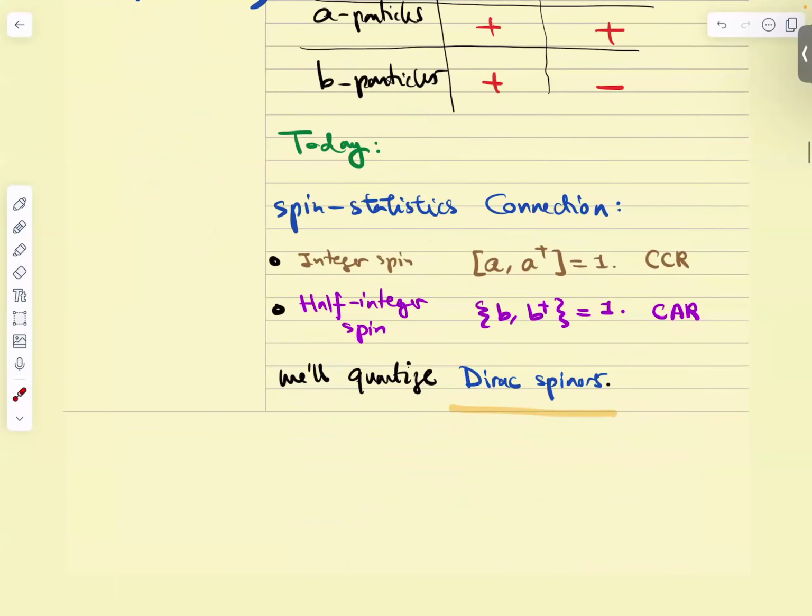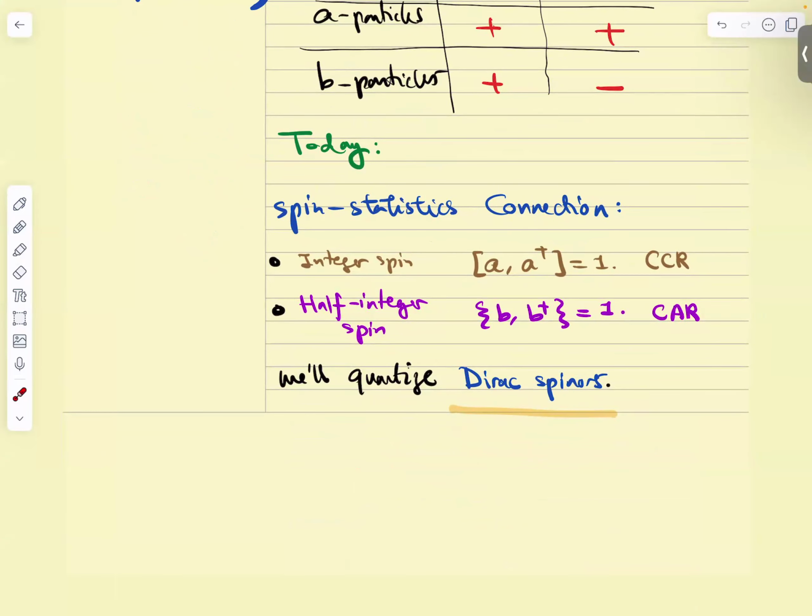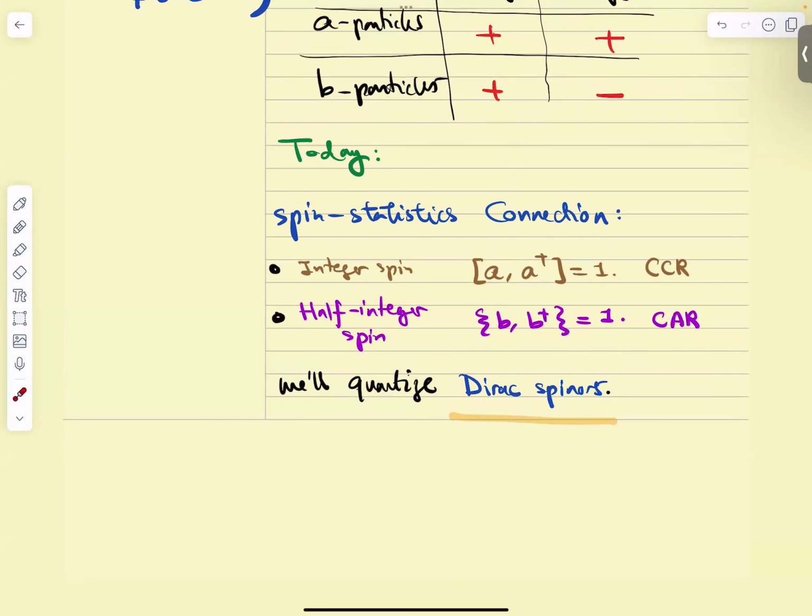So today we're going to talk about the spin statistics theorem, the connection between the two. It says that integer spins should have canonical commutation relations, meaning that the commutator should be 1. Half integer spin should have canonical anti-commutation relations, the CCR and CAR algebras. This is the anti-commutator. And once we settle that, we're going to quantize the Dirac spinor. So hopefully it's clear why I'm doing that. Any questions about what we said last time or where we're going?